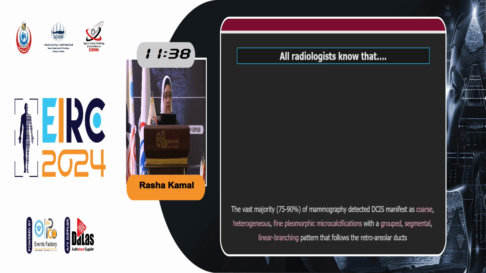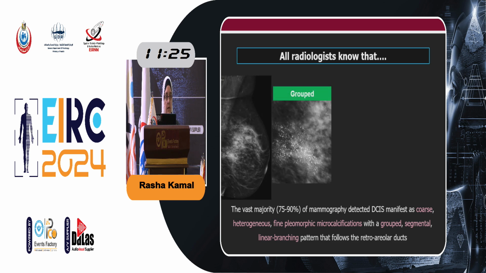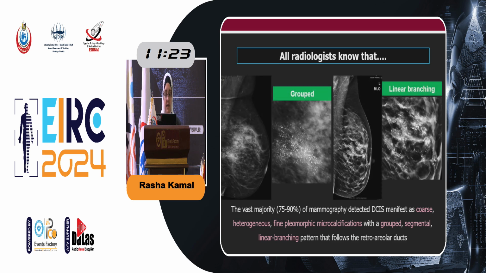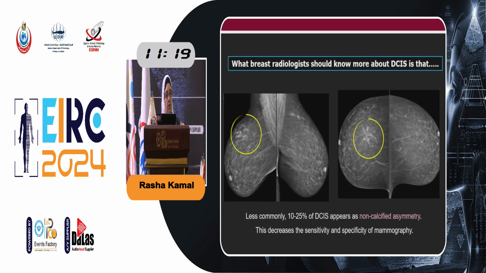If you ask any radiologist or any clinician about DCIS, they will tell you that the vast majority of DCIS manifest as coarse heterogeneous or fine pleomorphic microcalcifications, either taking a grouped or clustered pattern, or a linear branching or segmental pattern. What we should know more about DCIS is that not all DCIS present with microcalcification. About 10 to 25% appear as a non-calcified asymmetry, like in this case.